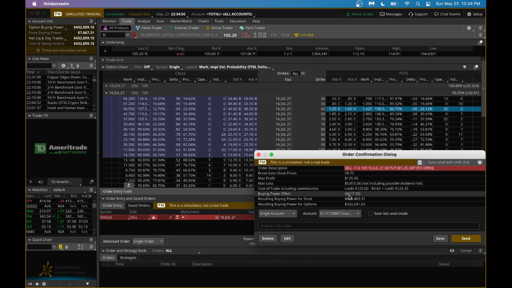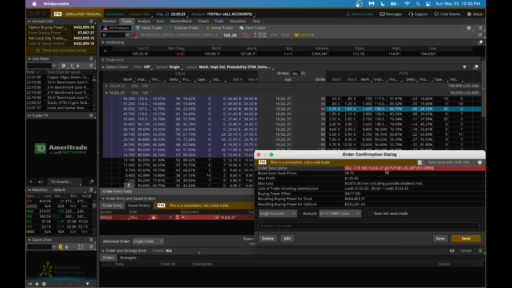But if the stock starts falling down for some reason, you could have more and more buying power effect. So if you don't have enough money, you'll end up putting in more money, or you'll get a margin call. If you're not concerned, if you have enough money to cover this entire amount here, which is $6,000, then it's not a big deal for you.